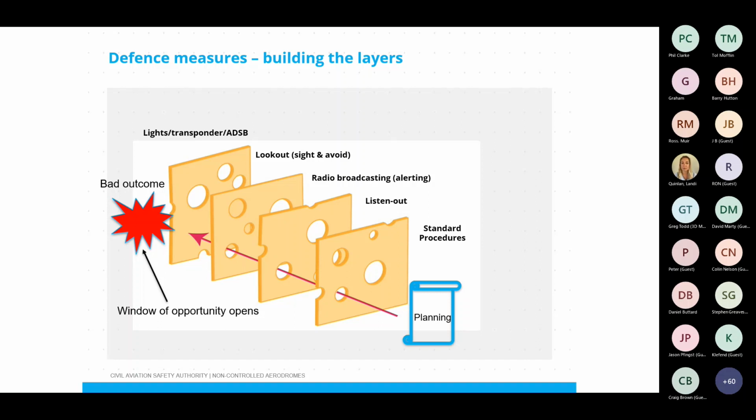And the other thing to think about is, just because the window of opportunity for a poor outcome opens, it doesn't necessarily mean that you'll have a poor outcome, but that there's just an opportunity for something to occur if the different layers of defence break down. That's the idea of the Swiss cheese model.